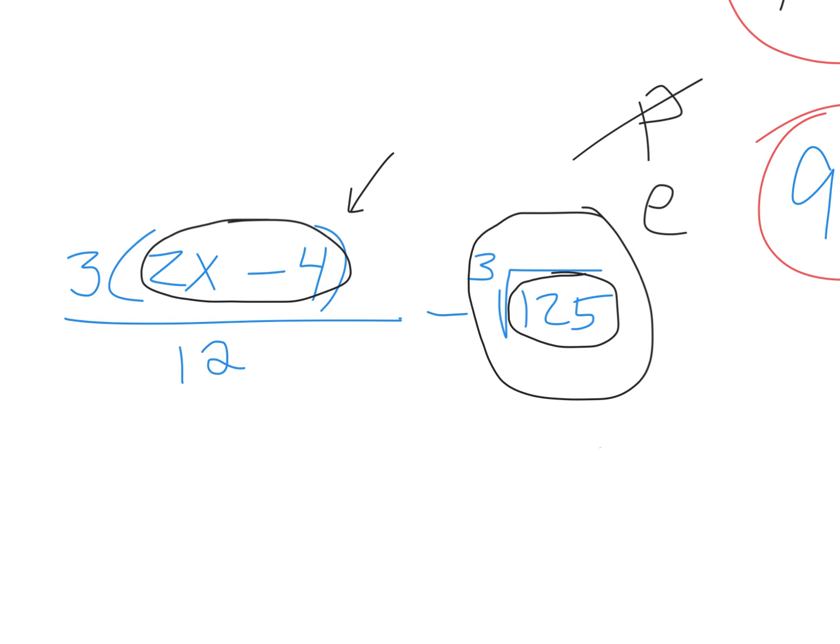So we already talked about this one. If you have a decent short-term memory, you probably know that that's 5, because 5 times 5 times 5 is 125. Now there's a minus there. I'm dropping it down. Minus 5. Yay, I've done part of my problem.